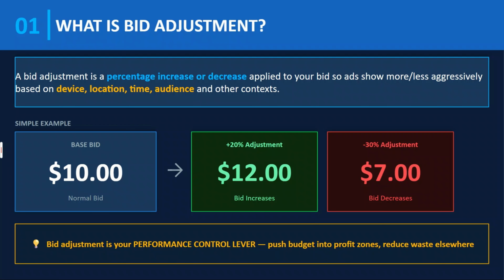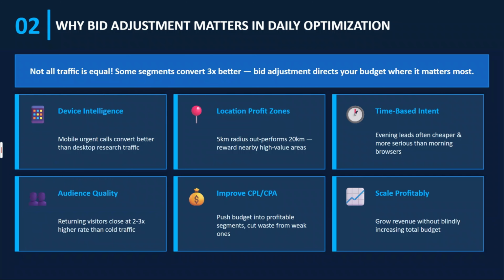But here's the most important thing. Why would you do this? Because not all traffic is equal. Some people are ready to buy right now. Some people are just browsing. Some locations have better customers. Some times of the day get more serious calls. Bid adjustment is your control lever. It lets you say, I want to show more ads to the best traffic and fewer ads to the weak traffic. That is the whole idea. You push your budget toward profit and away from waste.